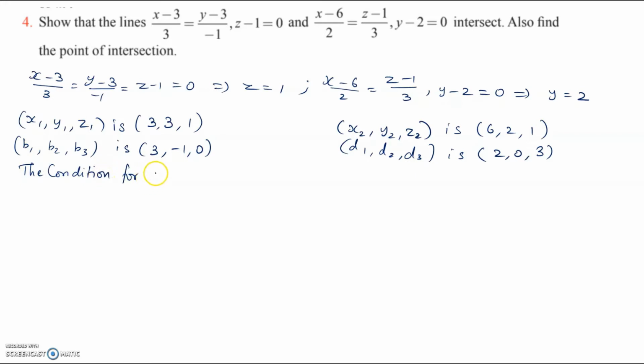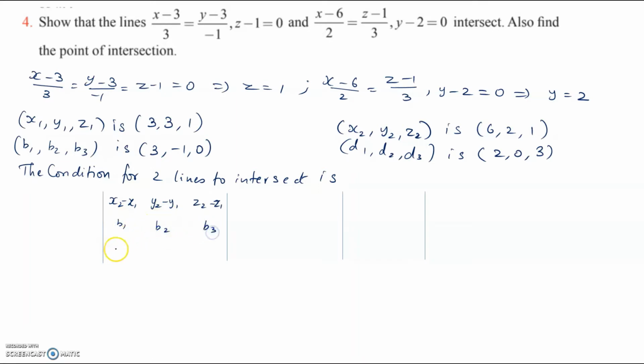Now, the condition for two lines to intersect is that the determinant with rows x2 minus x1, y2 minus y1, z2 minus z1, then b1, b2, b3, then d1, d2, d3 is equal to 0. So let's substitute the values of x2, x1, b1, d1 and all these values into this determinant.